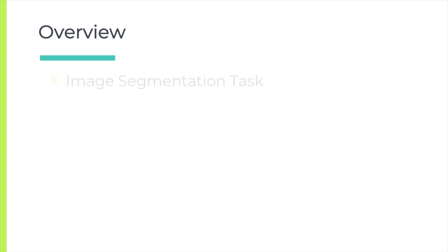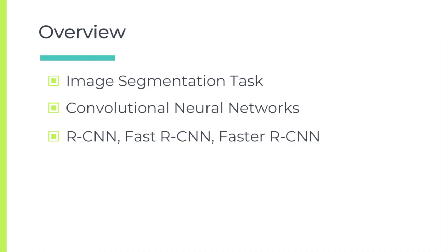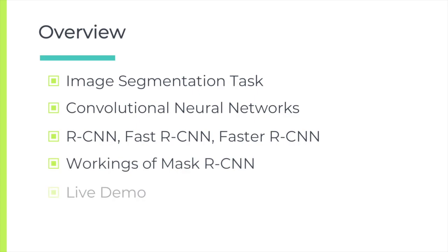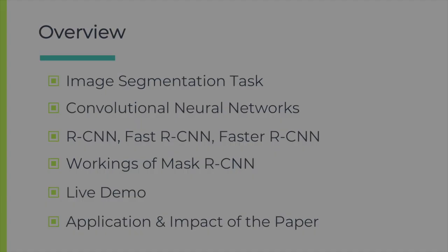In this video, we will first talk about the image segmentation task, which is a problem that Mask R-CNN addresses. Then we will talk about what a convolutional neural network is and how it operates. From there, we will talk about the building blocks of Mask R-CNN, how they work and how they've evolved from the original R-CNN to Fast R-CNN to Faster R-CNN, and finally to Mask R-CNN. Lastly, we will show a quick demonstration of our own implementation of Mask R-CNN and discuss the different applications and impacts that this research could have in all of our lives.